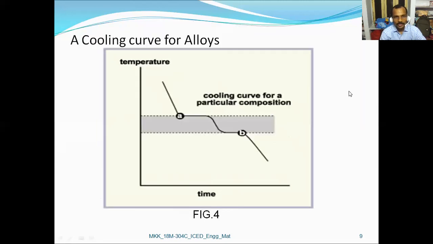So now let us have a cooling curve for alloys. So the same temperature and the time. So the cooling curve for a particular composition. So here A to B composition, this is the cooling curve. And this becomes a liquid and this is a solid.